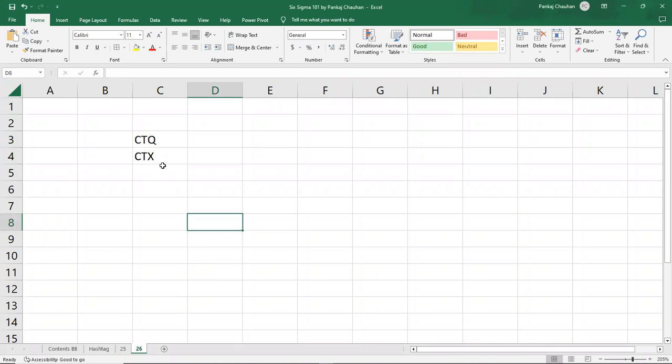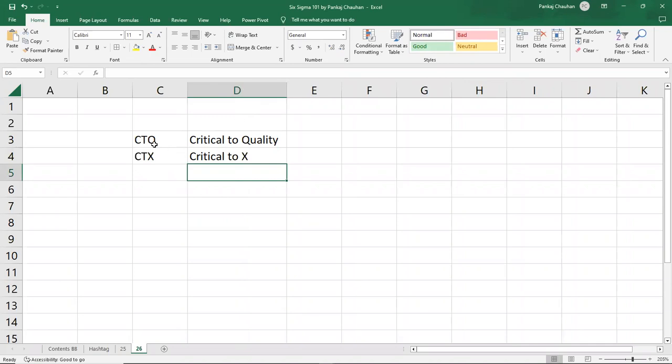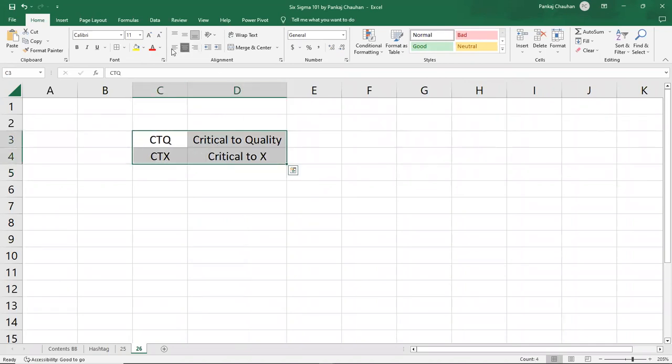Welcome back. And today we will understand what is the CTQ and CTX. So CTQ stands for critical to quality. CTX stands for critical to X. And X can be any metric of your process which has a direct impact on your Y variable. So basically CTX or CTQ, we mainly consider as an X variable, an input variable that has a direct impact on your Y variable. We will understand with an example.